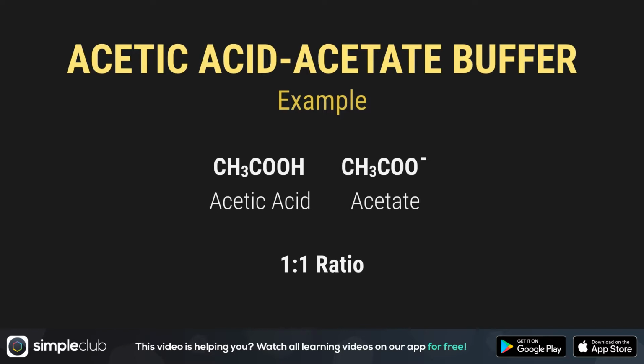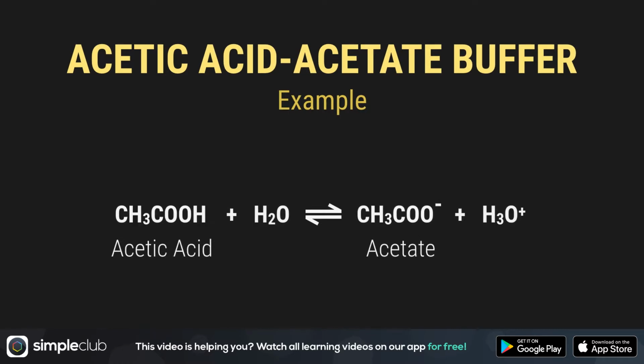So we set up the protolysis equilibrium. That looks something like this. Acetic acid and water simply stay in equilibrium with the acetate ions and oxonium ions. Now, let's look at the effect of the buffer on this equation.